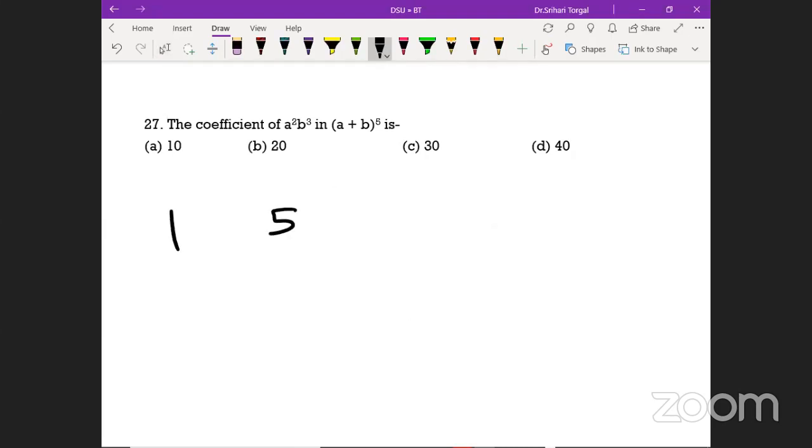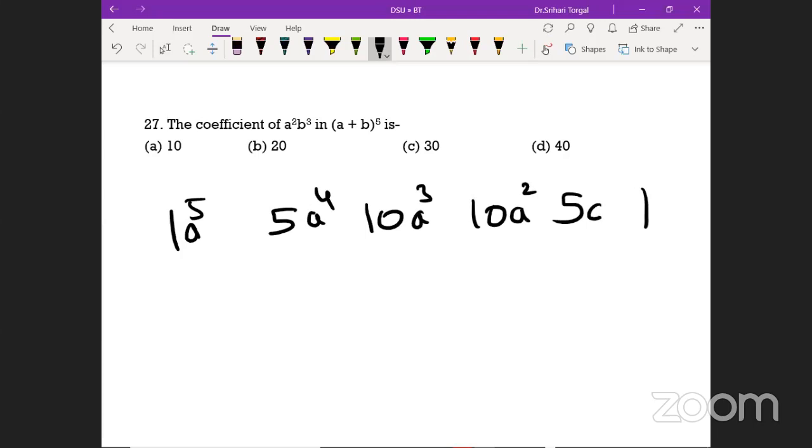You will write 1, 5, 10, 10, 5, 1. What I have to write? A power 5, A power 4, A cube, A square, A constant. B should not be written here. B power 1, B square, B cube, B power 4, B power 5. Correct? Now A square, B cube. It is there here. What is its coefficient? 10. Option A is the right answer.